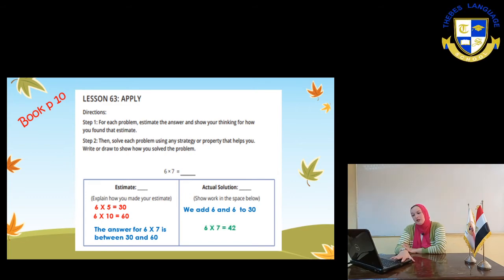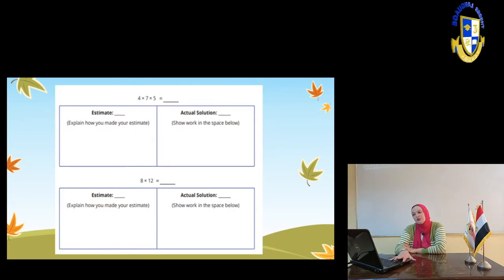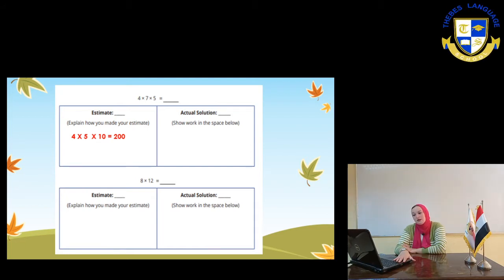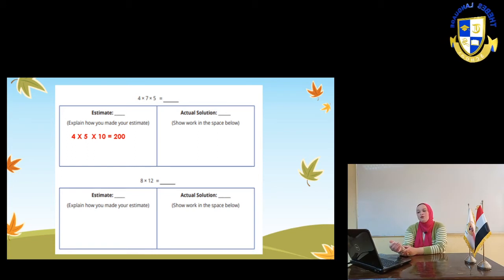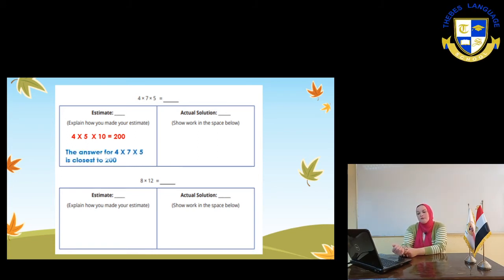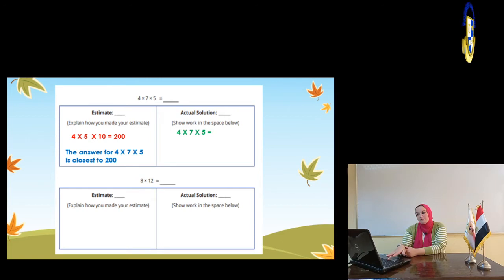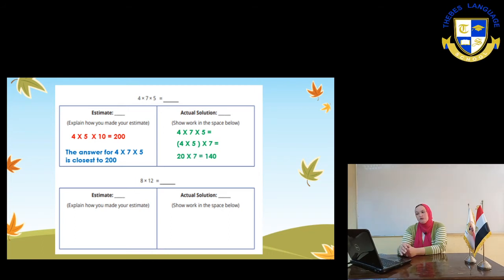Now we have another example, 4 times 7 times 5. Okay, we can change the 7 into 10, as an estimation. So we can make 4 times 5 times 10, it will be 200. Now we can say that the answer of 4 times 7 times 5 is closest to 200. The actual solution is 4 times 7 times 5 will be 4 times 5 equals 20. Then make 20 times 7 equals 140.